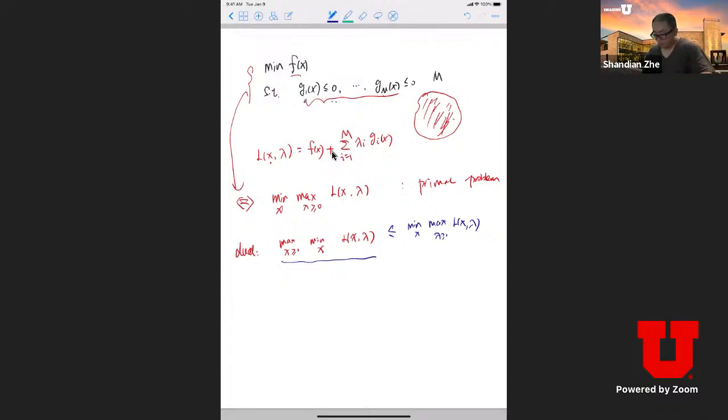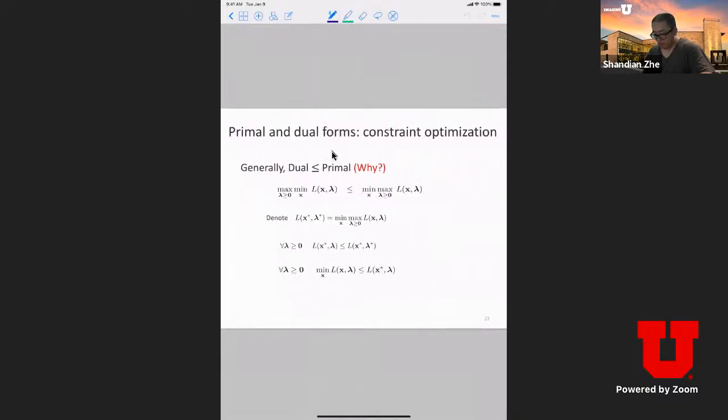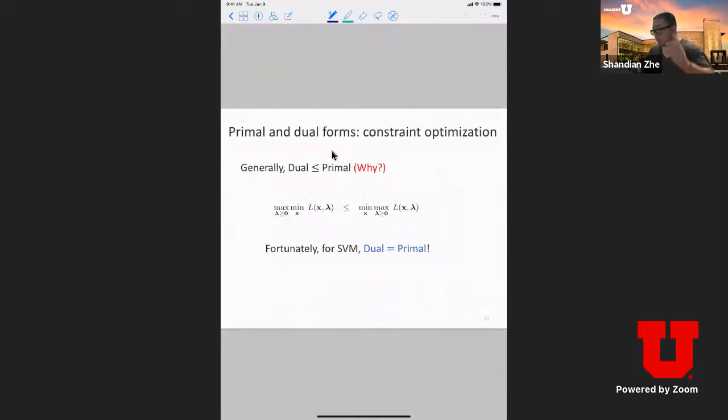Our motivation here is for SVM. We found an interesting conclusion: the solution for the dual form is the same as the solution for the primal form. In other words, we can solve the dual form in order to get a solution of the primal form.